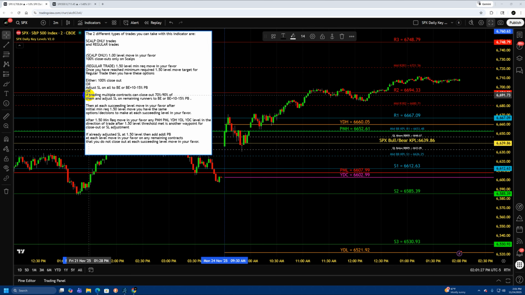Okay, so another option here is if you're trading multiple contracts, you can close out 70 to 90% of them and adjust the stop loss on remaining runners to break even or break even plus a 10 to 15% initial profit buffer. So for example, if you were trading 3 contracts, when it hits this minimum 1.5 level move threshold, then if you're trading multiple contracts and you prefer to scale out, then you can close out, for example, if you had 3 and you closed out 2, that's approximately 70%.